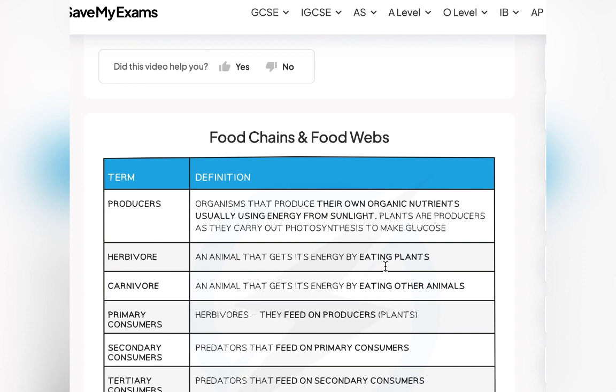The carnivores are those animals that get their energy by eating other animals. Let me give you an example. Herbivores are like goats, sheep, and cows. Carnivores are animals that get their energy by eating other animals, like the dog, lions, and tigers. They get their energy by eating other animals. These are the carnivores in the food chain group.